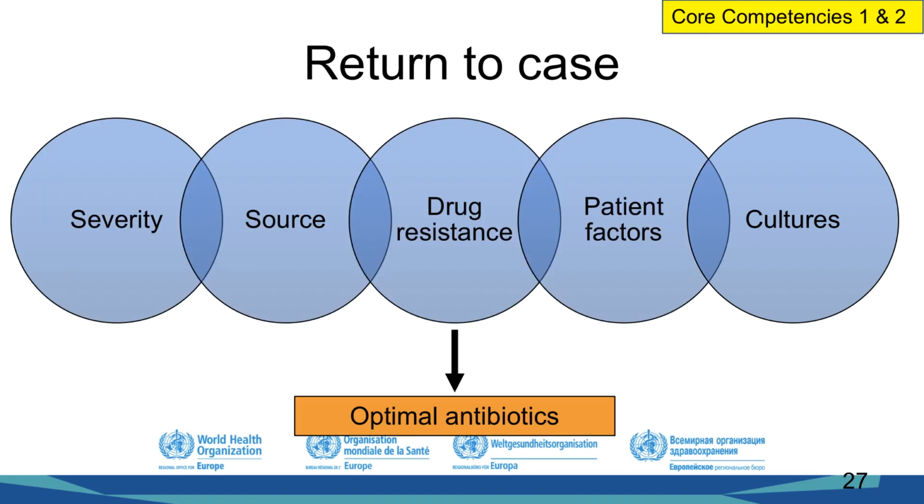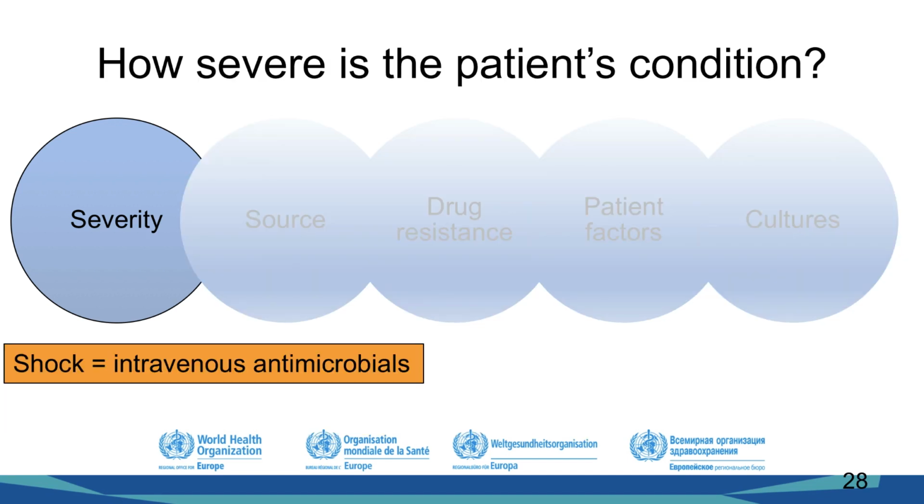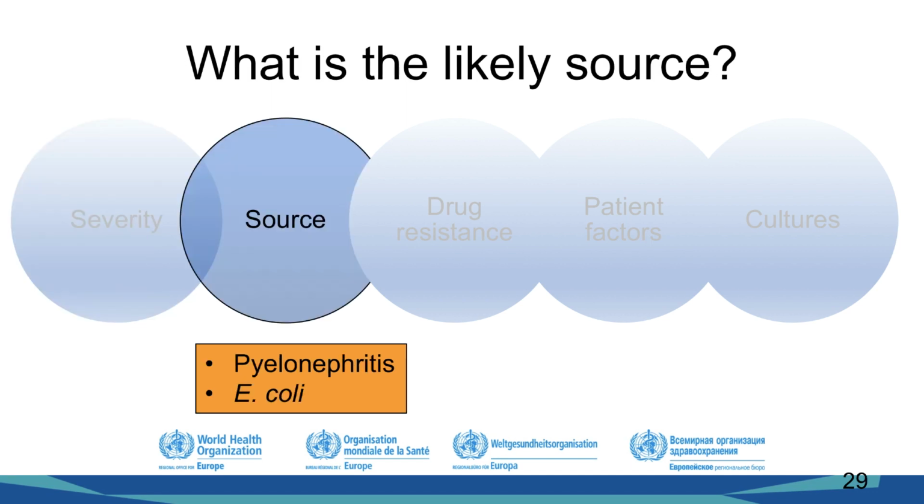Let's return to our case and discuss these questions. First, severity. You've already determined this patient has evidence of septic shock, making the timely administration of intravenous antimicrobials imperative. Next, what is the likely source? Given the patient's presentation, including symptoms and physical exam findings, you suspect pyelonephritis as the source of her infection.